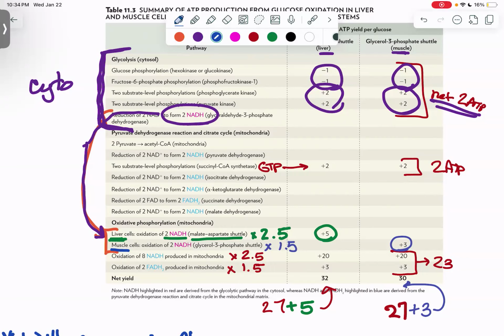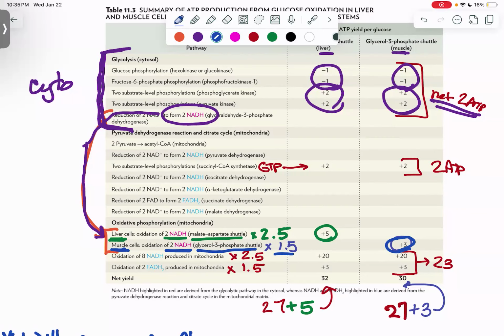Now, if on the other hand, I'm in muscle cells, I'm still going to make the 2 NADH, but I'm going to go through a different shuttle system, which is the glycerol 3-phosphate shuttle system. So those electrons are going to enter into the electron transport chain later on, and I'm only going to make 1.5 ATP per molecule of NADH. So I only make 3 ATPs for my 2 NADHs. So you see how this is an either or. The green is what happens in the liver, the blue is what happens in the muscle.